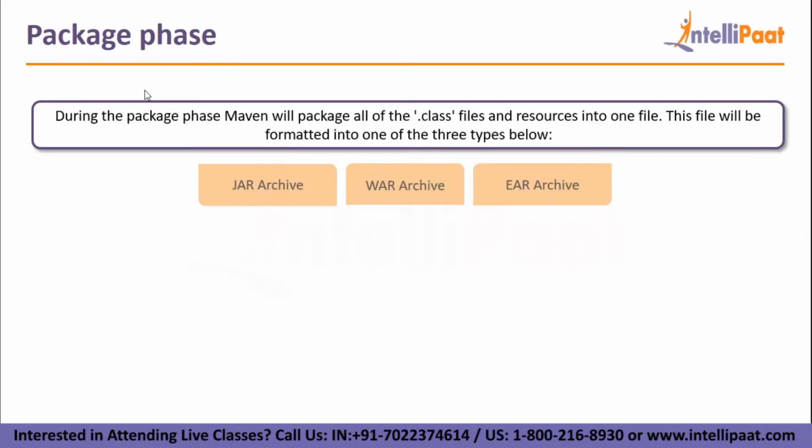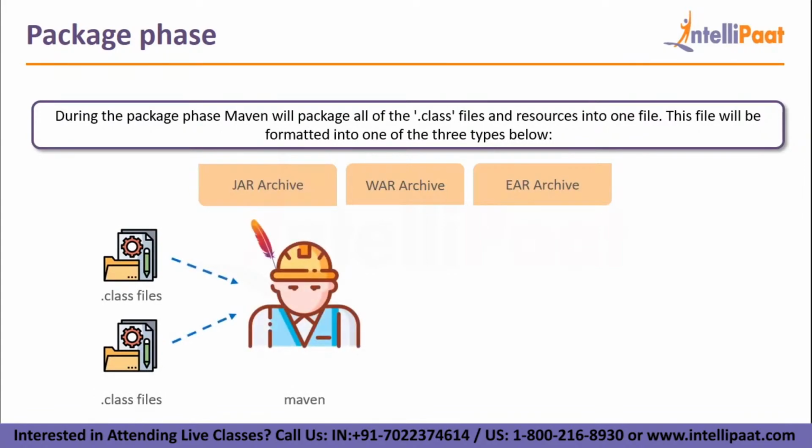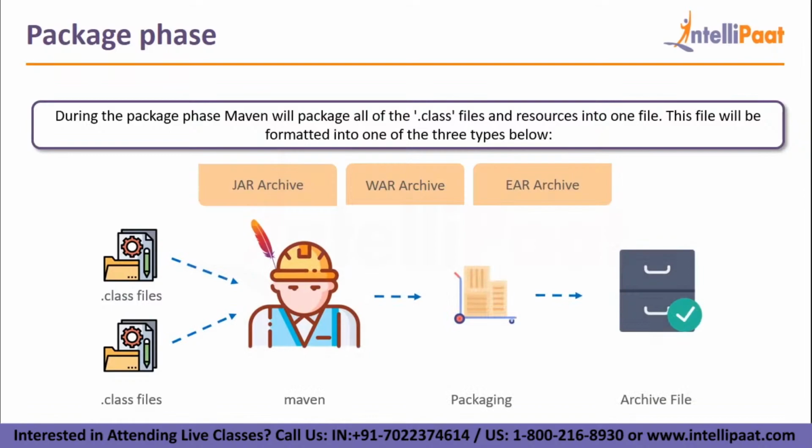Package phase. During the package phase, Maven will package all the .class files and resources into one file. This file will be formatted into one of the three types below, either a jar archive, a war archive, or an EAR archive, depending on the type of application that is being built. So what basically happens in this phase is that all the bytecode that has been compiled in the previous phases is now packaged by Maven into a single file that can either be a jar file, a war file, or an EAR file, depending on the configuration that has been written in the pom.xml file.